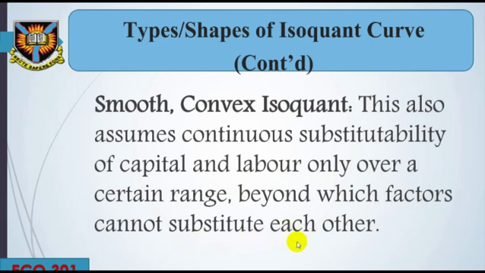Several isoquants are possible on the input space. The further the isoquant from the origin, the more output it can produce. A higher isoquant will always be preferred to a lower one. However, this choice is limited by the isocost line as discussed below.